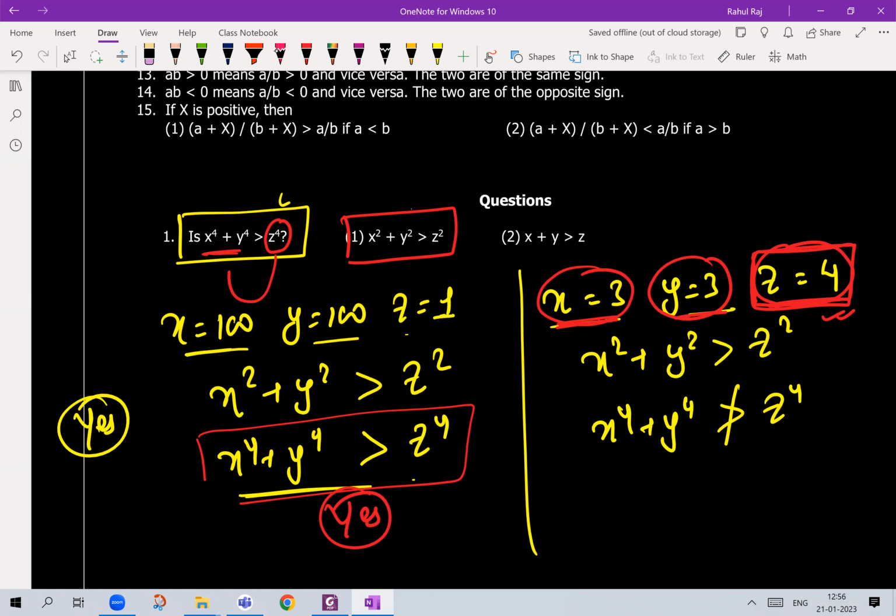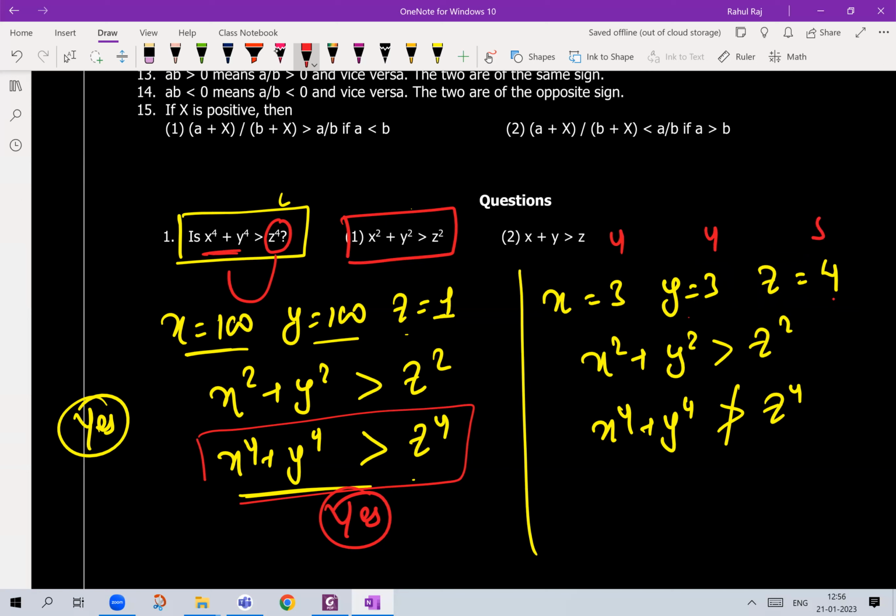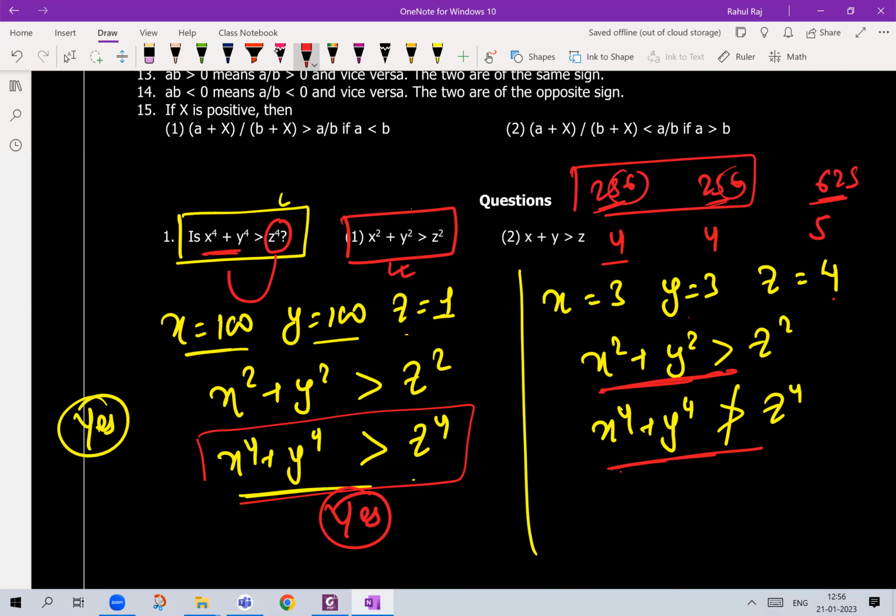So whatever values you are taking, the magnitude should be as close as possible. Imagine I take x equal to 4, y equal to 4, z equal to 5. Now check 4^2 plus 4^2. My statement number 1 is being satisfied: 16 plus 16 is greater than 25, right? But check for x^4 plus y^4 greater than z^4. 4 to the power 4 is 256, so this is 256 and this is 625. So I have a no situation.